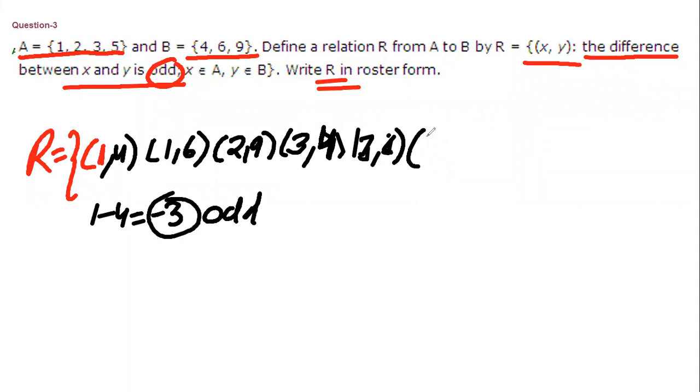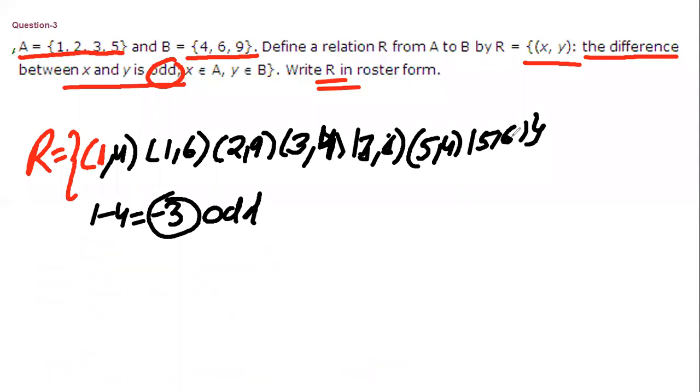Next 5 के साथ जल्दी जल्दी बताओ what will be the relation? 4. Very good. 5 के साथ क्या आएगा? From 5, 4 or 5, 6. 5, 6. Yeah, very good. 5, 4 and 5, 6. Okay, so this is the complete roster form, or you can say the relation where the difference between x and y is an odd number.